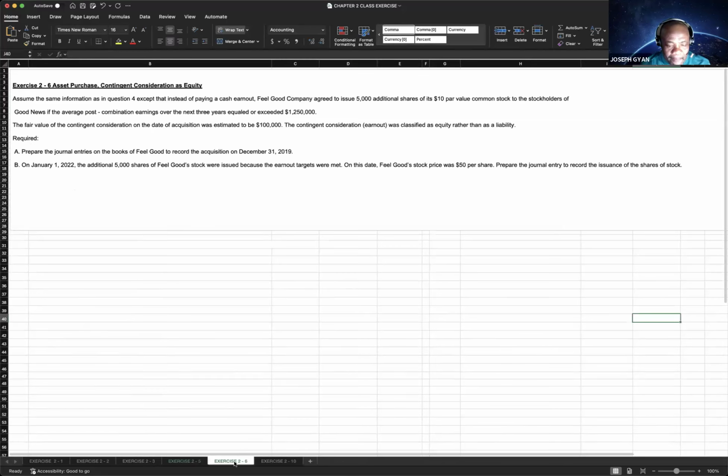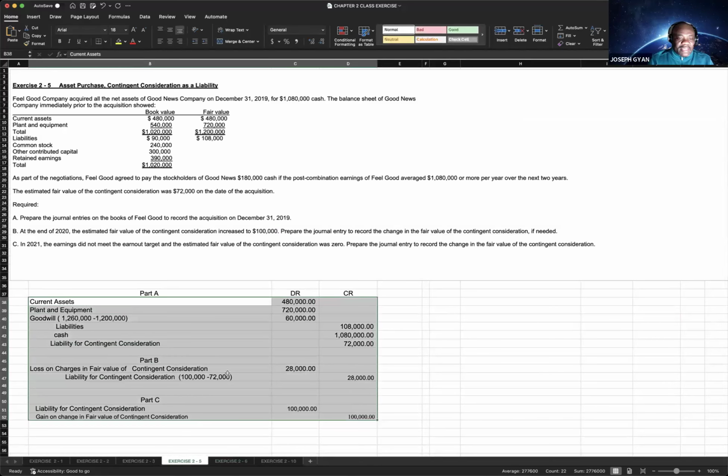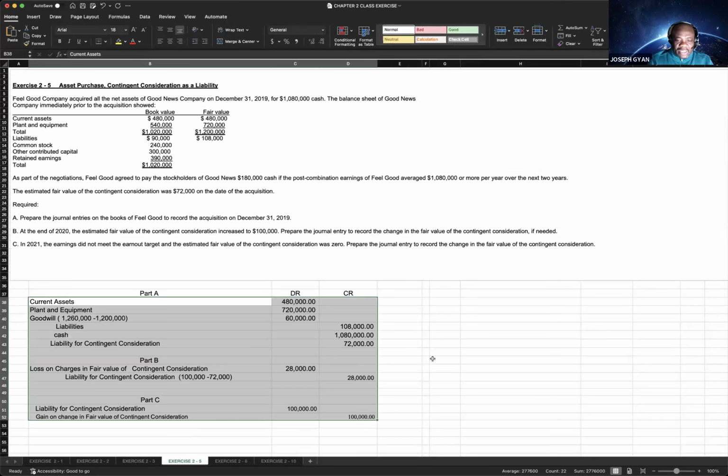Okay, let's do this one. Now, you see, this one is a reference to this one here. It says everything is the same, assuming the same information as in question 4, except that instead of paying cash, Feel Good Company agreed to issue 5,000 additional shares of $10 par value common stock to the shareholders of Good News if the average combined earnings over the next 3 years exceeded 125.